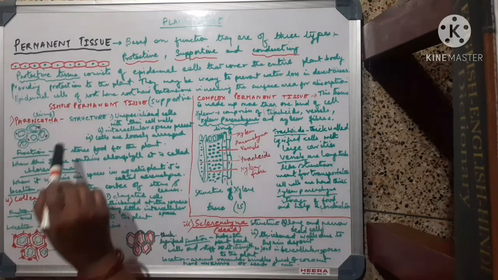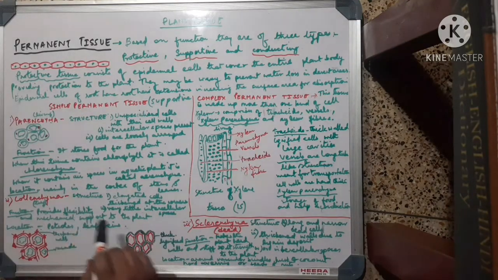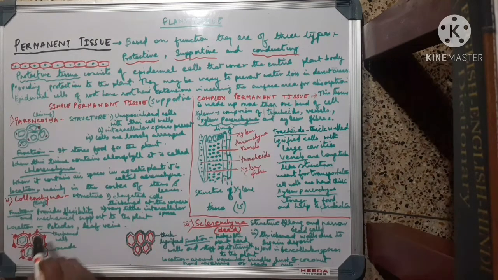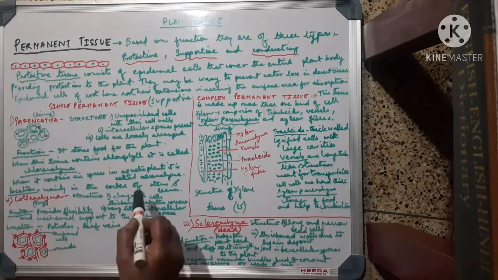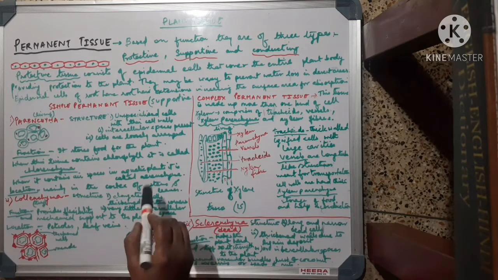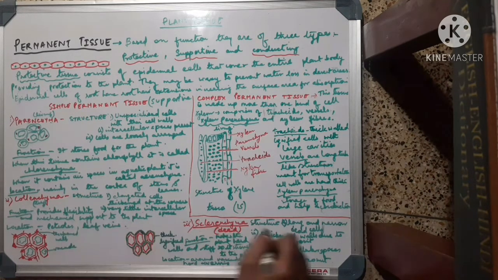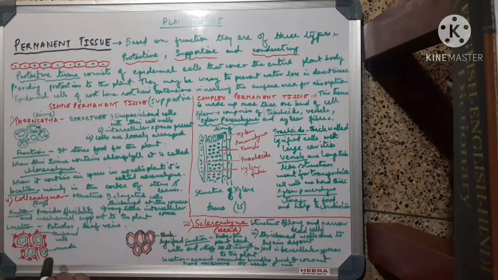Next permanent tissue coming in simple permanent tissue is collenchyma. It is also a living tissue. Now, the structure here: the cells are elongated, and they are thickened at the corners. No, lignin is not present here. Lignin is present in sclerenchyma. Sorry. They are thickened at the corners and they have very little intercellular space between them. Their important function is providing flexibility and giving mechanical support to the plant.